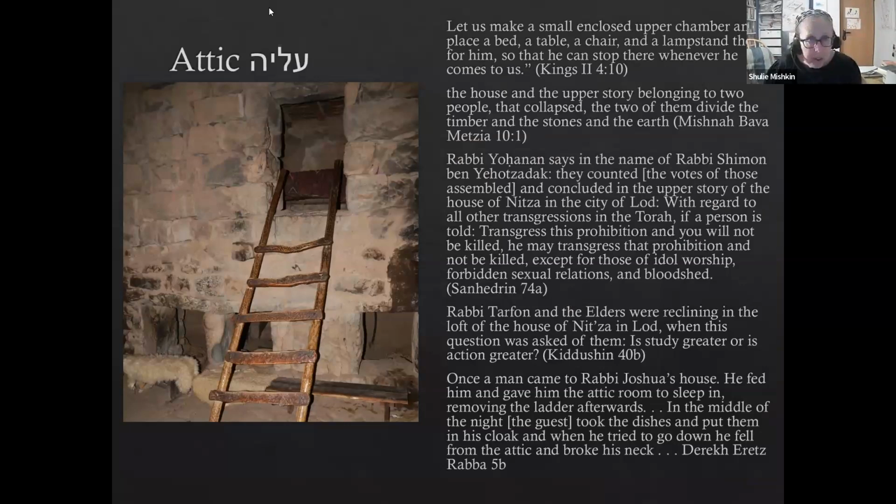So we hear about an aliyat gag, we hear about an attic in Tanakh, right? If you remember the story with Elisha the prophet, and he would go and he would stop by this Isha HaShunamit, and he would stay by her.